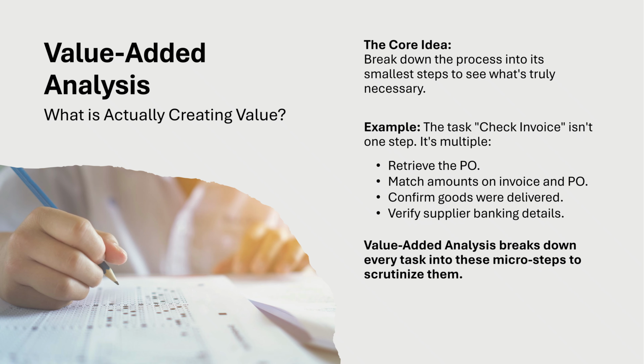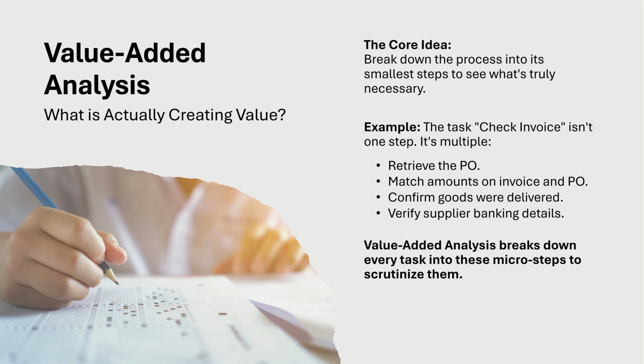The very first step in our toolkit is value added analysis. The core idea here is to break down every task into its smallest possible steps to determine what is truly necessary. The textbook gives us a great example. If you see a task called "check invoice," that's not a step, it's a sequence: retrieving the purchase order, matching the amounts, confirming goods were delivered, and verifying banking details.